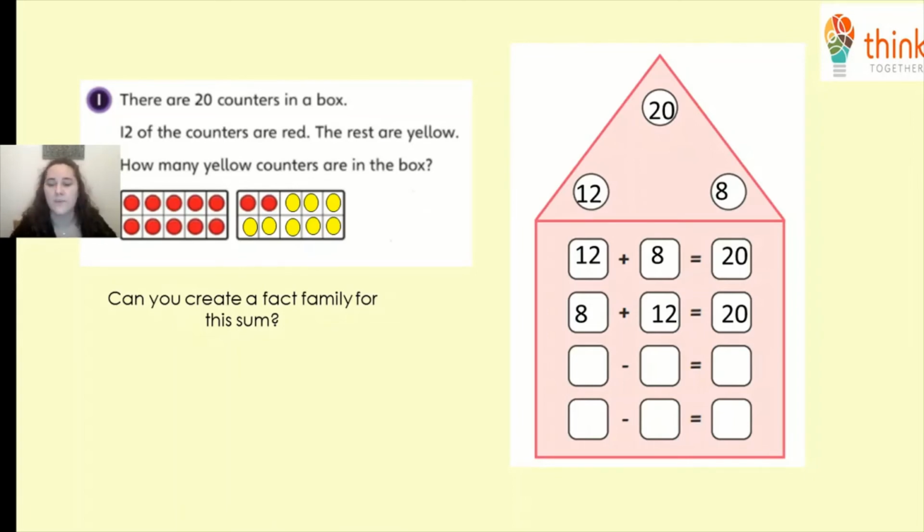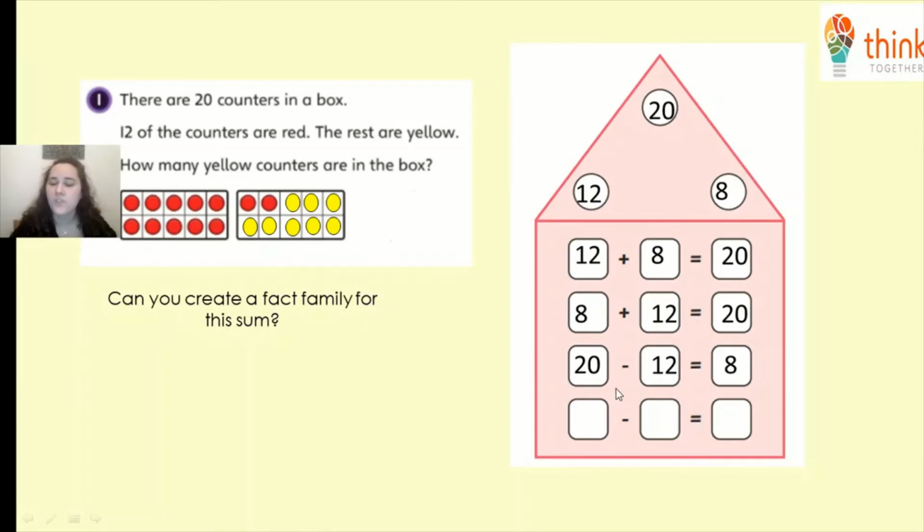Have you done that? Brilliant. Let's have a check. Here we go. We could do 20 take away 12 equals 8. That's 20, our whole, take away our part 12, which must leave our other part 8.